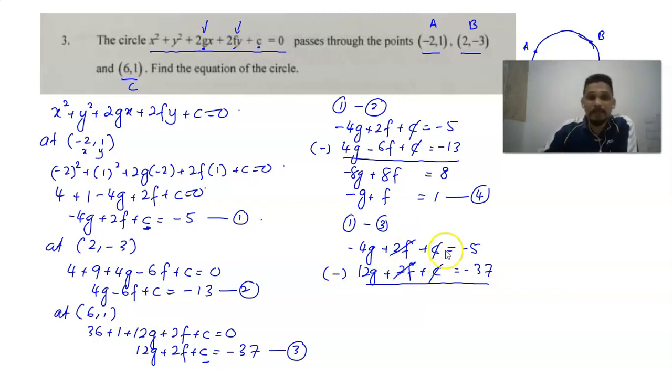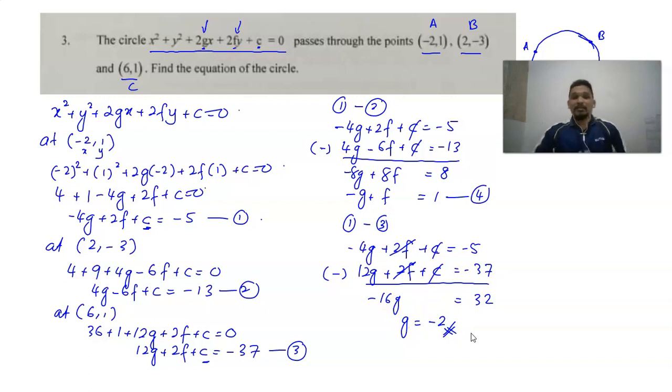Okay, you're quite lucky. So negative 4g minus 12g, negative 16g. Negative times negative equal to positive. So negative 5 plus 37, 32. Then g equal to 32 divided by negative 16, negative 2. Okay, so meaning we can certainly use the value of g, negative 2, substitute. I prefer to use equation 4 here.